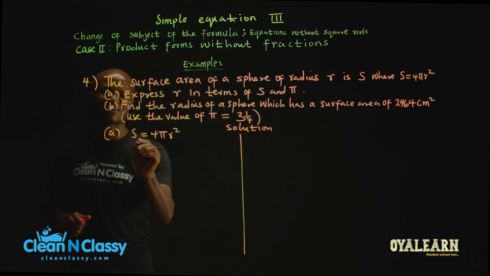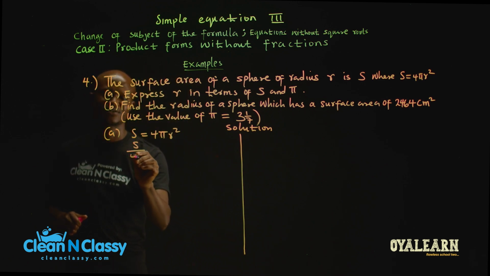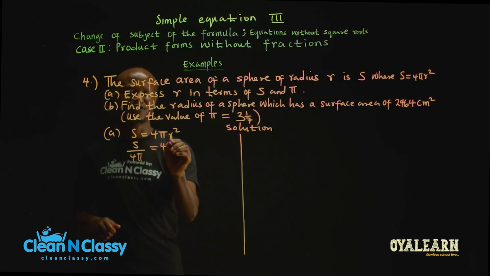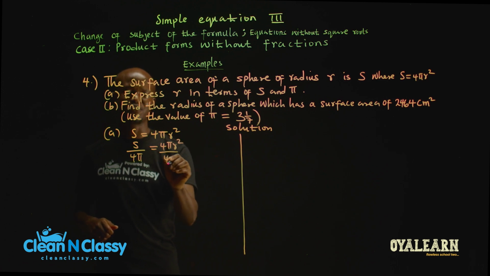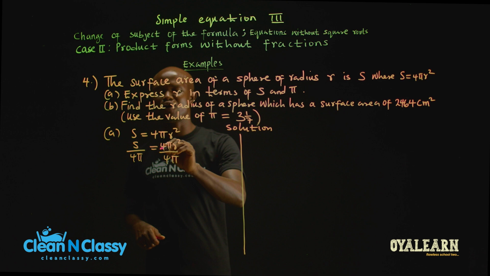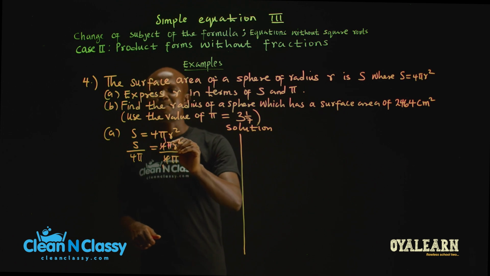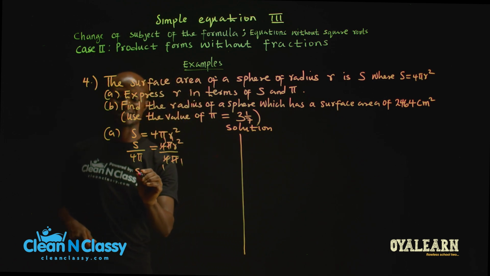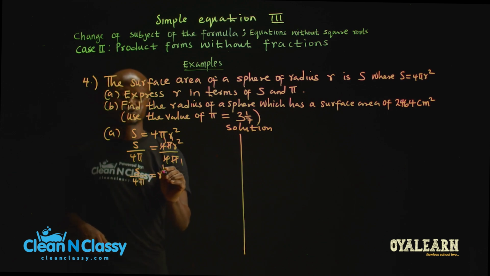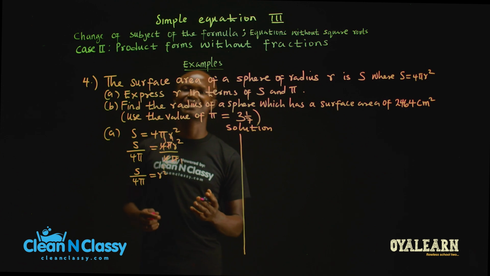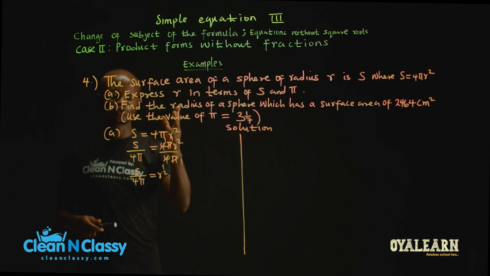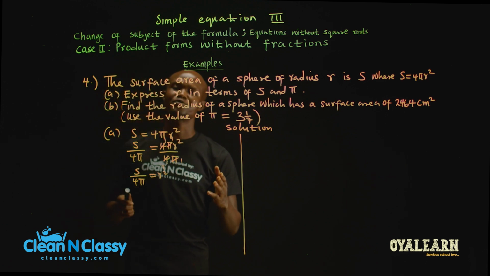So dividing both sides by 4 pi, we have S over 4 pi equals 4 pi r squared divided by 4 pi. Now, 4 here 1, 4 here 1, pi here 1, pi here 1. So we now have S over 4 pi equals r squared. Now, what is the next thing for us to do? This is equal to r squared, but we want to find r.